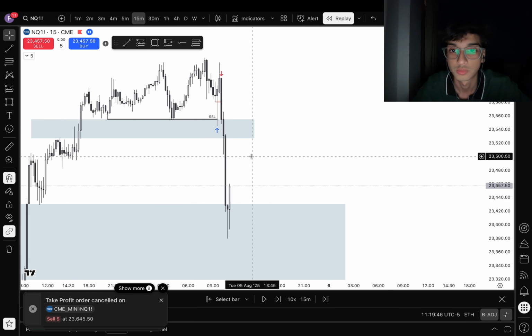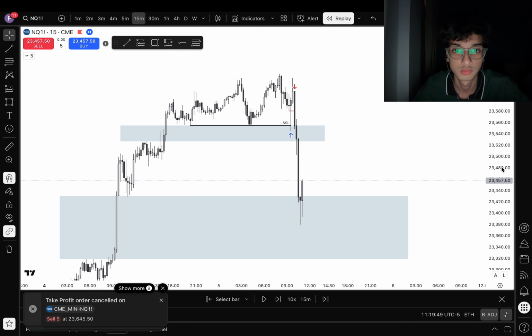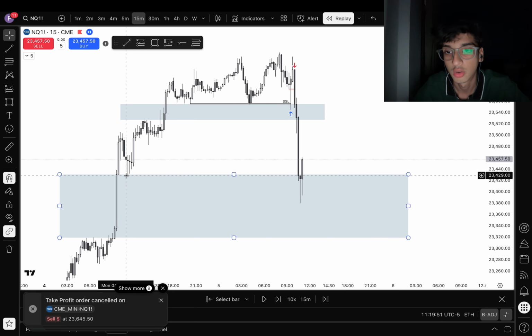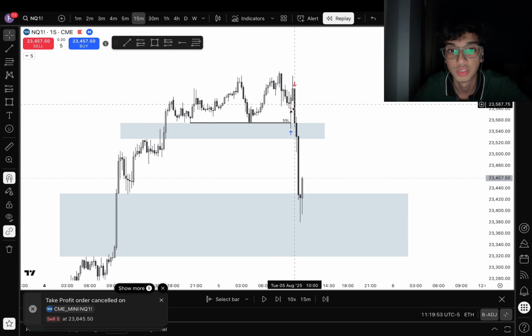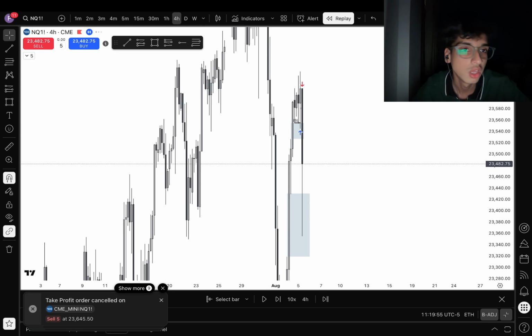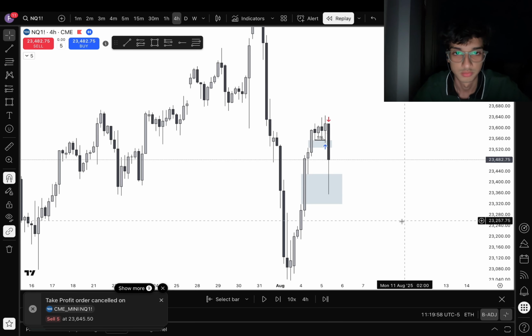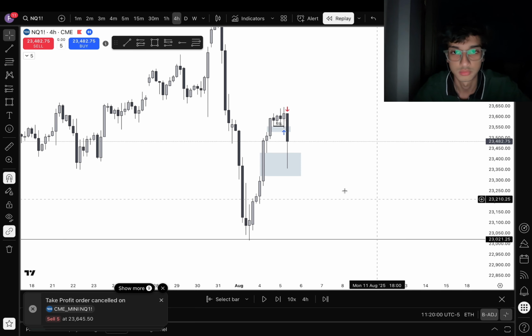Okay. Yeah, now we actually rebalance back to equilibrium. We are far premium in the range. That's the reason we rebalance back. Okay.